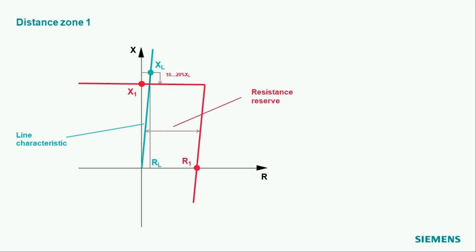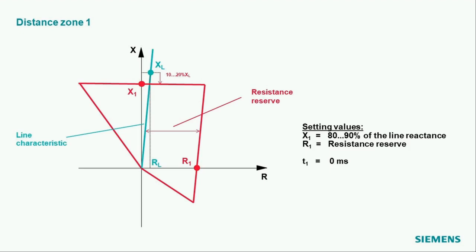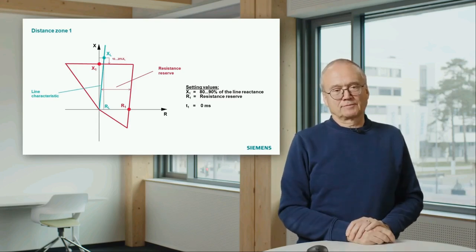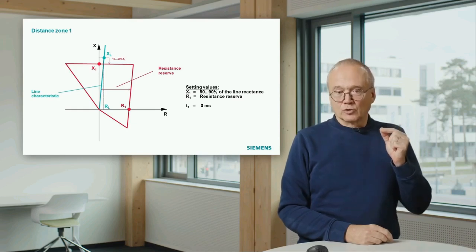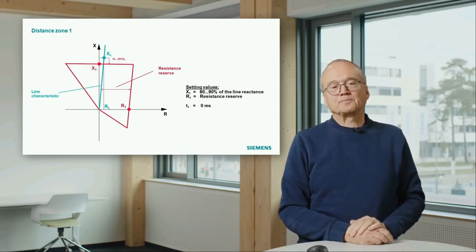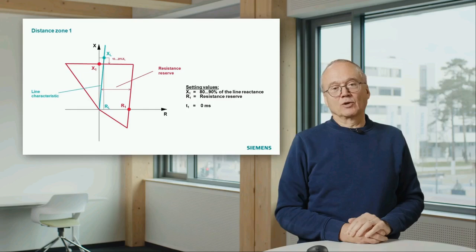Then the same story, right limitation for the fault resistance, and to make this area complete also those limitations. That means we have a setting where the X value is 80 to 90% of the line reactance. And that is a standard value which is normally applied in distance protection. That avoids wrong tripping with faults on the next line, even with measurement errors.